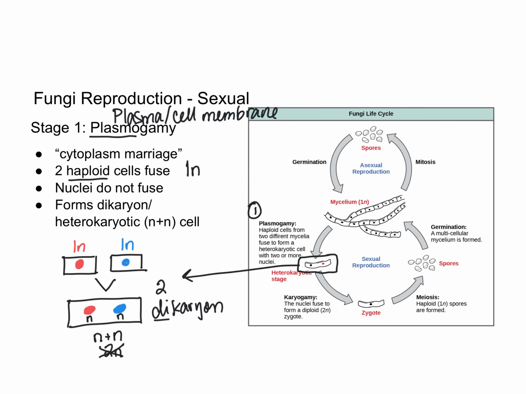It's also important to note that a dikaryon can also be known as a heterokaryotic cell. This heterokaryotic dikaryon condition can actually exist for a really long time, including days, weeks, months, maybe even years. And this allows the dikaryon to essentially wait until the environmental conditions become beneficial for it to then move into the next stage of sexual reproduction.